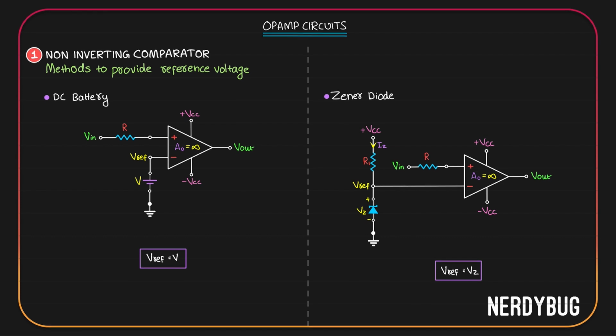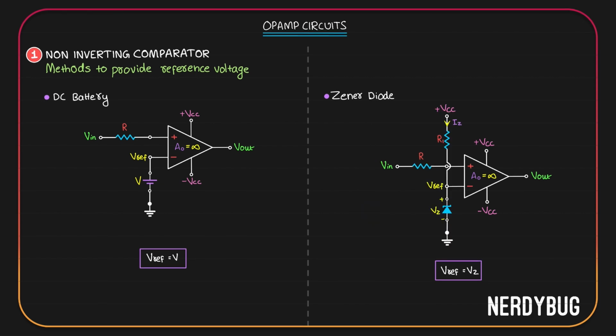Also, now that you understand how the reference is taken, let me redraw the circuit in a bit different way like this, so that input is on the left side, output is on the right side, and everything else is in between.